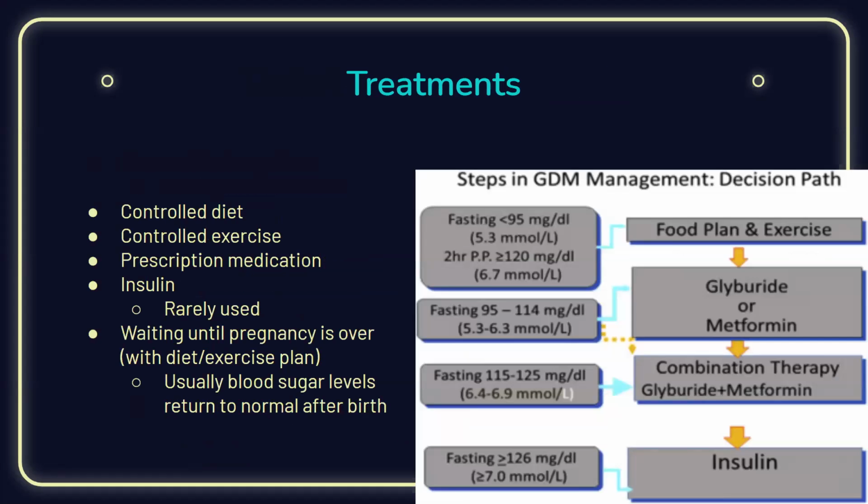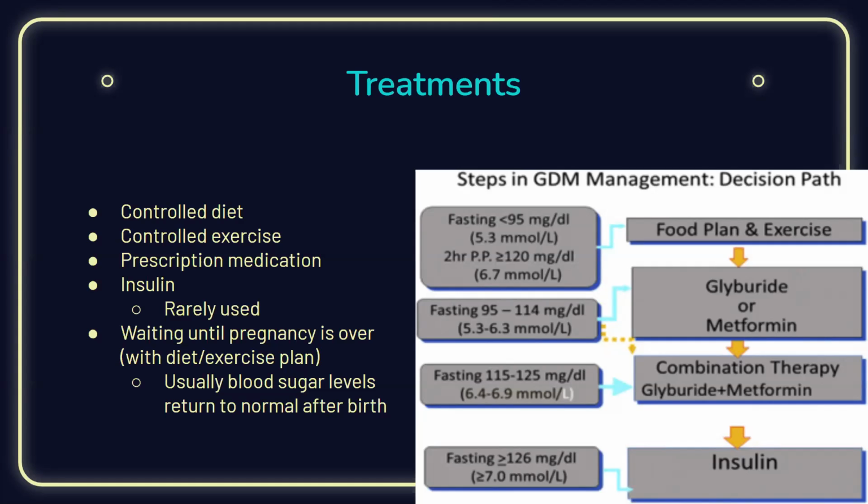All right, let's look at possible treatments for gestational diabetes. Obviously, you would have to control your diet and exercise. While that's important for normal people, as we said in the past, it's especially important for people with gestational diabetes. There's also prescribed medication for those with gestational diabetes, and insulin is very, very rarely used. We can also wait until after pregnancy is over, with a diet and exercise plan, to get rid of gestational diabetes, because after the birth of the child, it often goes back to normal.